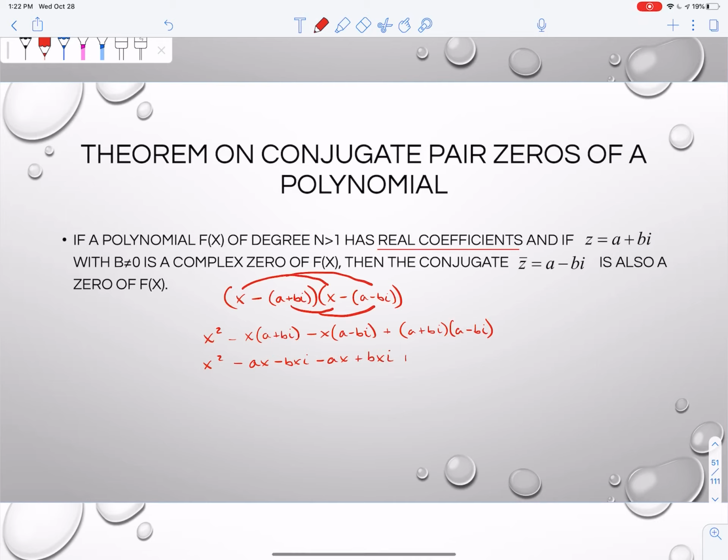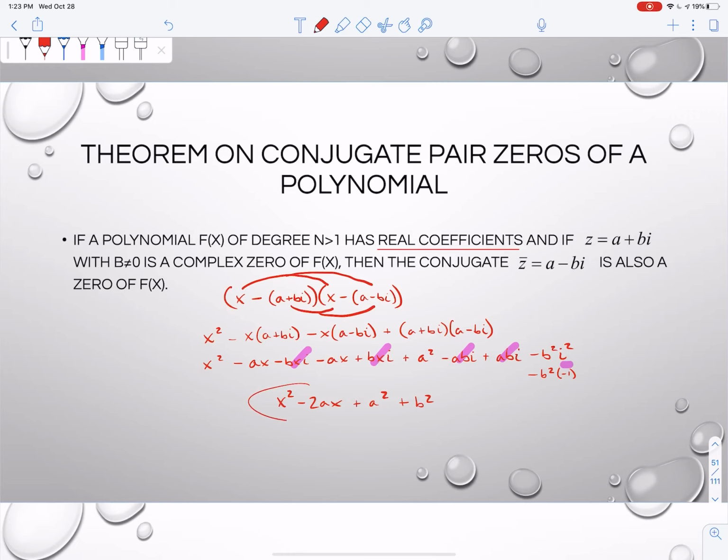And if I FOIL all of this out, I'm going to have plus a squared minus abi plus abi and minus b squared i squared. So if I go through, here I have a negative bxi and a positive bxi, a negative abi and a positive abi. And here the i squared equals -1. So if I make that substitution and I combine like terms, we're going to get the following. I'm going to have x squared minus 2ax plus a squared, and here we're going to have negative b squared times -1 or plus b squared.